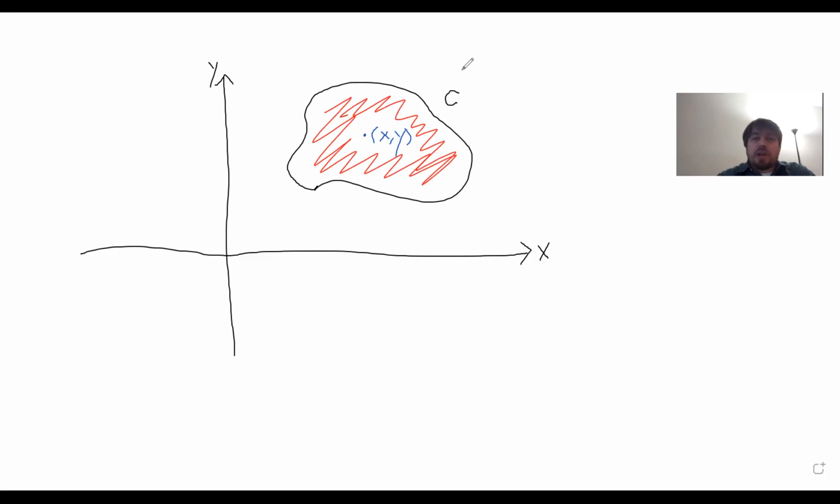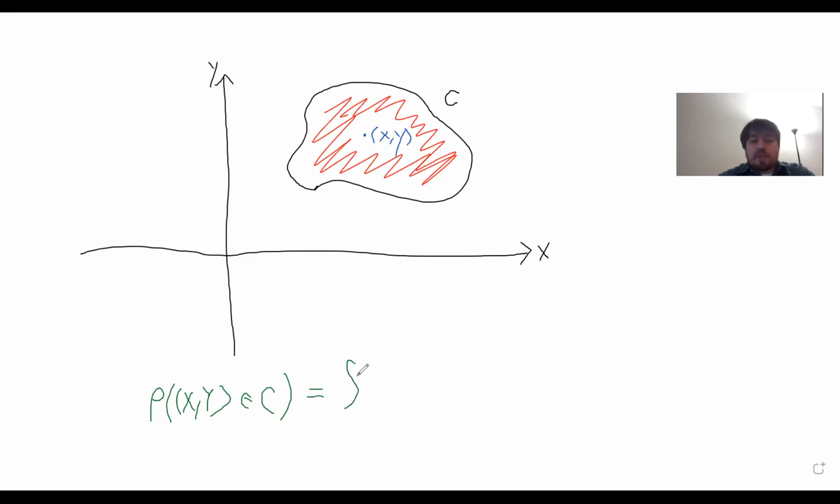And so if you want to know the probability that the pair (X, Y), capital X, capital Y, with little x, little y, is in C, that's saying: what is the probability that when you choose a capital X value and a capital Y value, the corresponding values little x and little y sit inside this region C that I've colored in red.